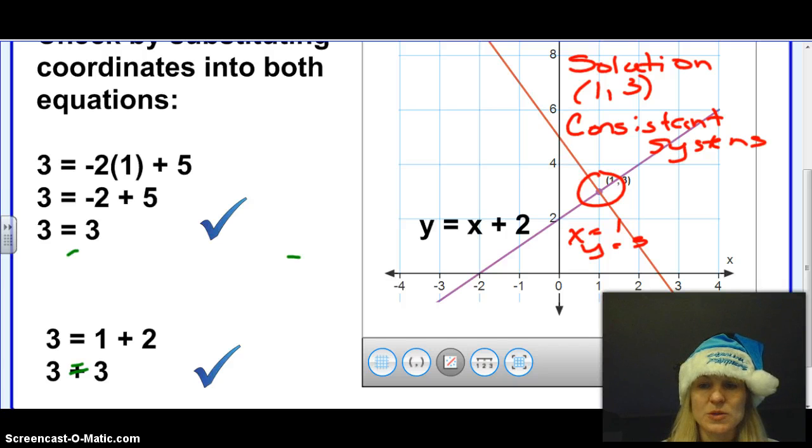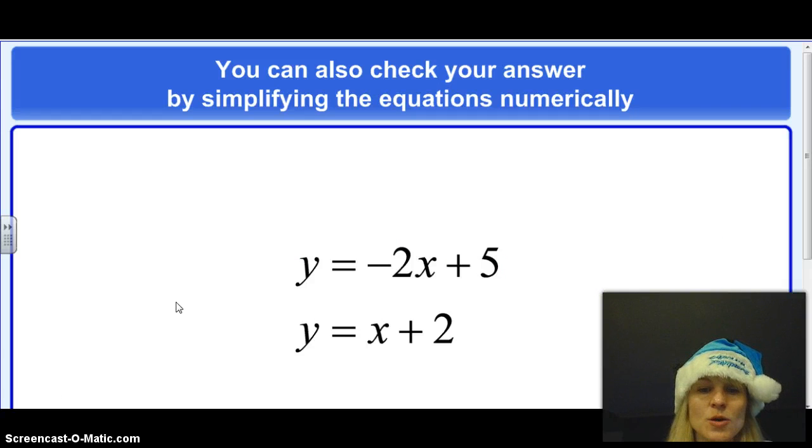I want to take this same solution and plug it into the next equation, which is y equals x plus 2, excuse me. So I'm going to put the 1 in for the x and the 3 in for the y. So 3 equals 1 plus 2, and then 3 equals 3. So I have the checks here because this solution works for both equations, and we've done a little bit of math with that. Okay, so we're going to look at another example here.